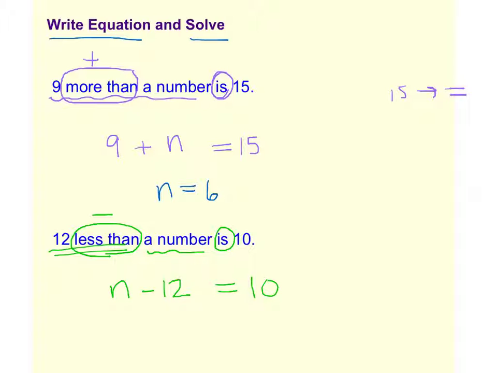So if we think, what number minus 12 is going to equal 10, it's got to be something bigger than 12, and we start to think about it a little bit, and we say, well, 22 minus 12 will give us 10, so n is going to equal 22. You can do a little bit of guessing and checking, 15 minus 12, well, that gives you 3, so it has to be bigger than 15, and you could certainly approach it that way as well.